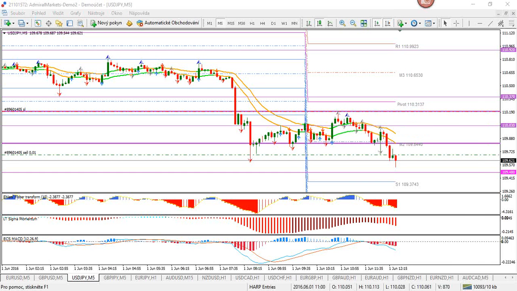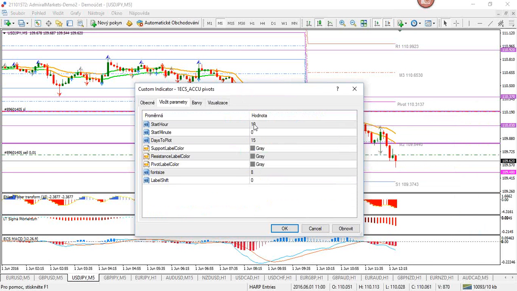The ACU pivot point, yeah, you want to make sure that it's on 10. Start hours on 10, indeed. That it would be better to adjust, indeed. Good question.